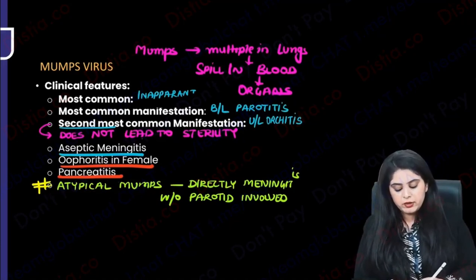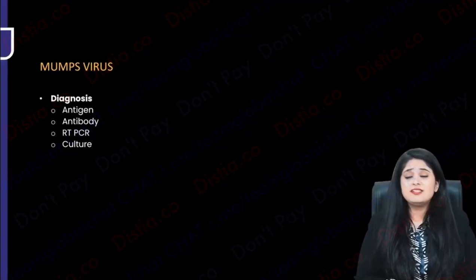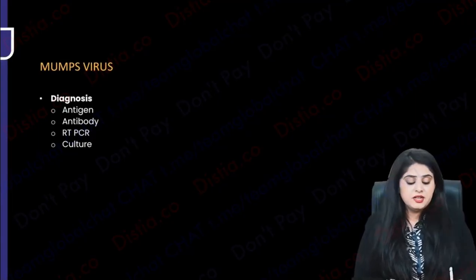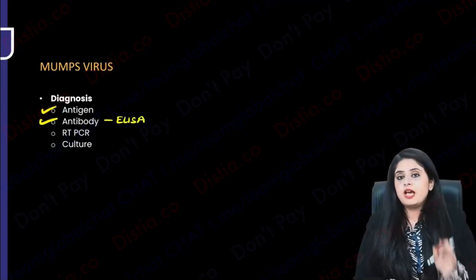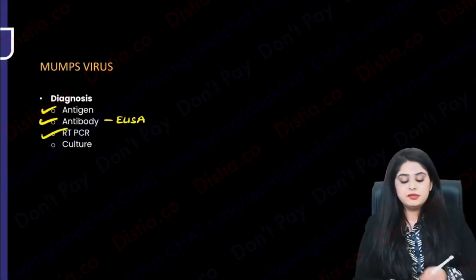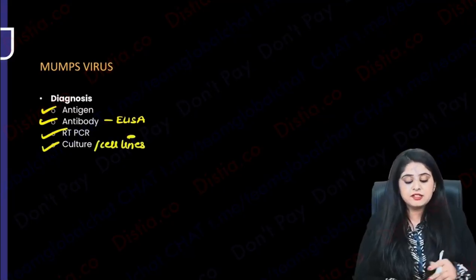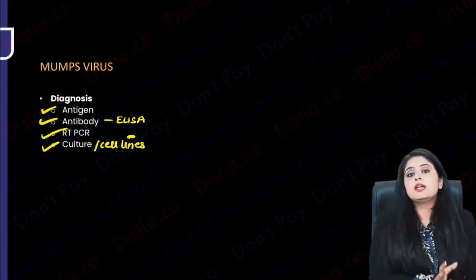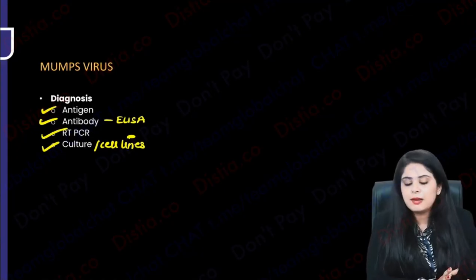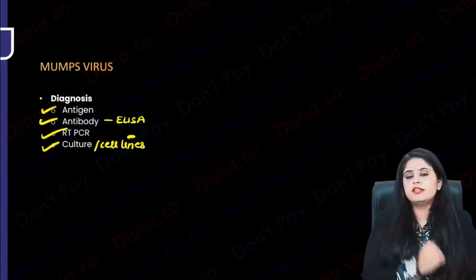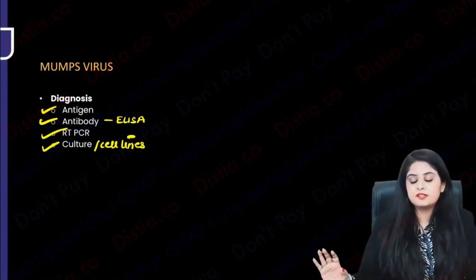So finally, now what do I do for Jerry? I have to do the diagnosis. There is nothing in diagnosis that I can tell you. Every time, antigen and antibody we do by ELISA. It is an RNA virus, so I'm always going to do RT-PCR. There is no culture possible except in cell lines because it is a virus. So for mumps, there is nothing new that I can tell you when it comes to lab diagnosis. This antigen, antibody, cell lines and RT-PCR is going to be copy-pasted everywhere.